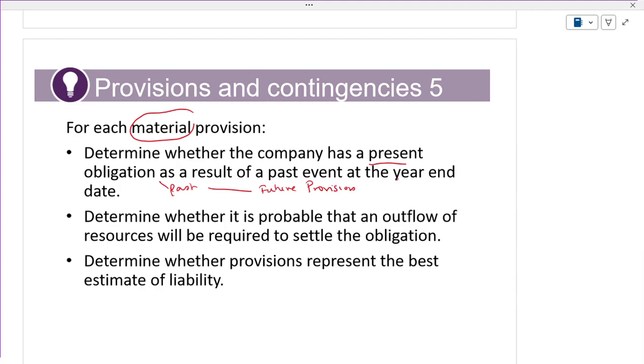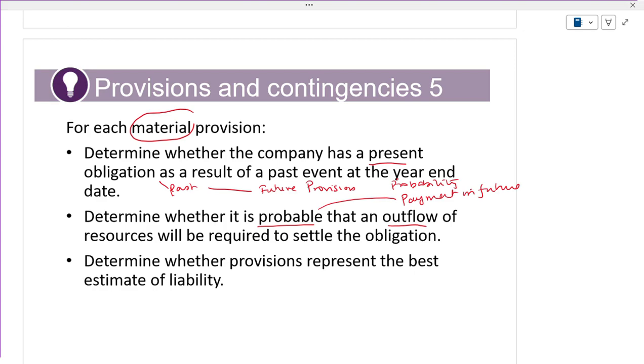It means there should be some event. Whether the event is probable. That means there is a probability that there will be an outflow of resources. There is a probability, meaning there is a probability of payment in future. I am writing very clearly, probability may or may not be. Outflow of resources to settle the obligation.